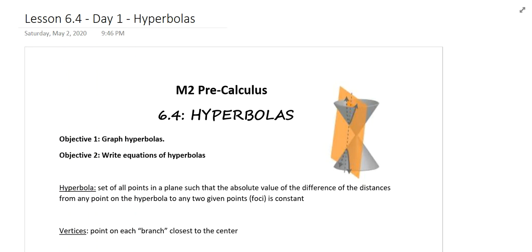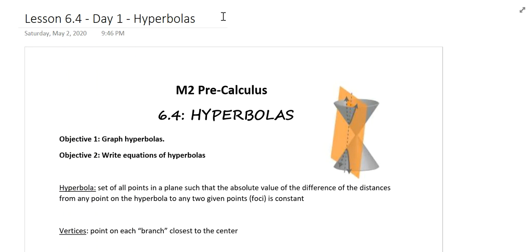Welcome to lesson 6.4 on hyperbolas. This is the first day of hyperbolas, a two-part lesson. So today's objectives are to graph hyperbolas and write equations of hyperbolas. Before we get any further, let's define what a hyperbola is.